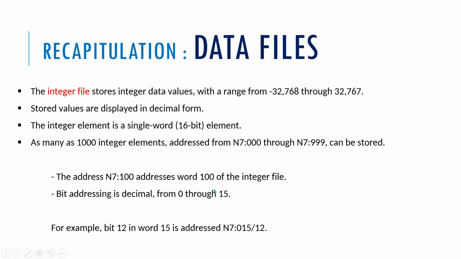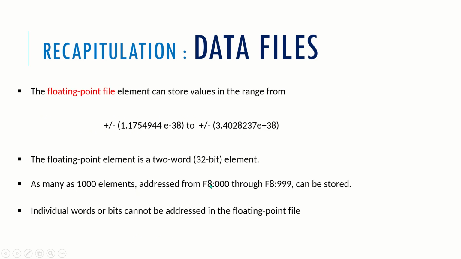Okay, so here you can see the integer was given by N7, and this floating point file is given as F8. Remember one thing which is very important in the case of this floating point file: individual words or bits cannot be addressed in the floating point file. I am talking about individual words because we have already discussed that it is a two-word element. So you cannot take care of an individual word here, and the bits also cannot be addressed in the case of a floating point file.